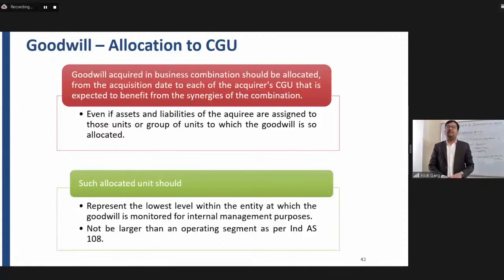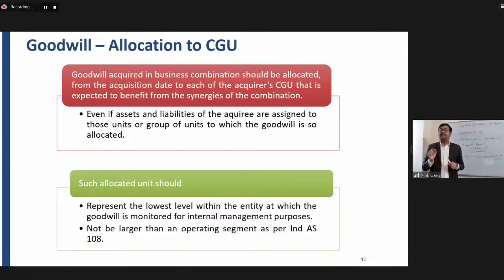Even if the assets and liabilities of the acquiree are assigned to those units or group of units to which the goodwill is so allocated, such allocated units should represent the lowest level within the entity at which the goodwill is monitored for internal management purposes. What does it mean? Whenever you have to allocate the goodwill to a cash generating unit, you need to allocate it to the lowest level, the smallest group of assets. So if there are 5 assets which can generate independent cash flow, that goodwill has to be allocated into those 5 assets, at the lowest level at which the entity is monitoring the cash flow.